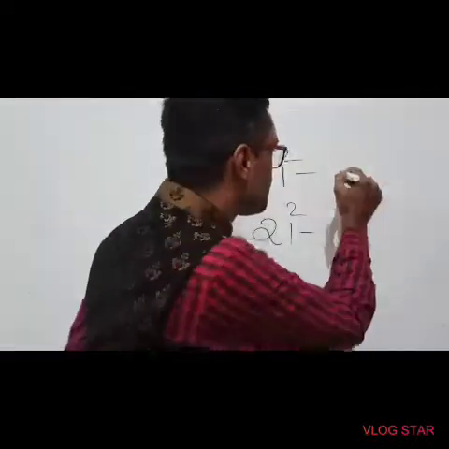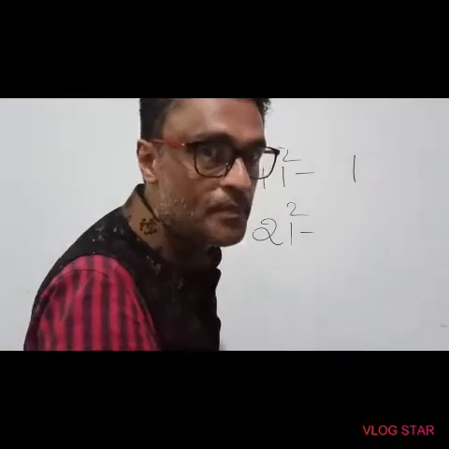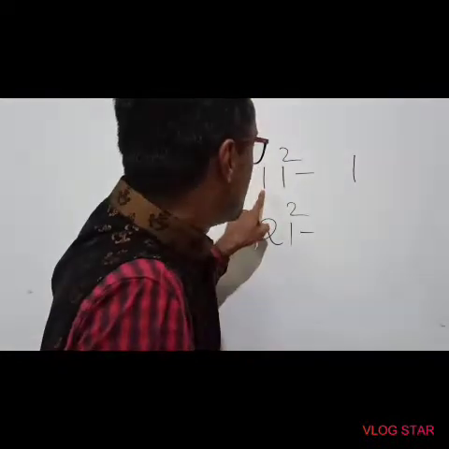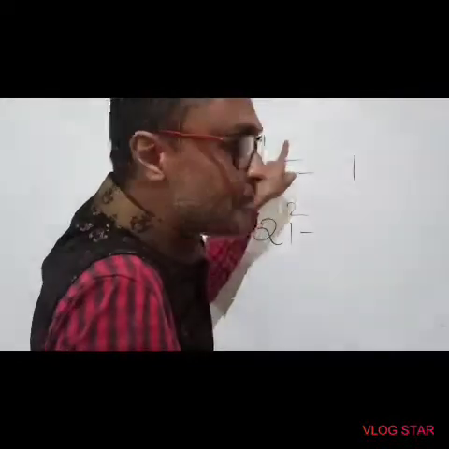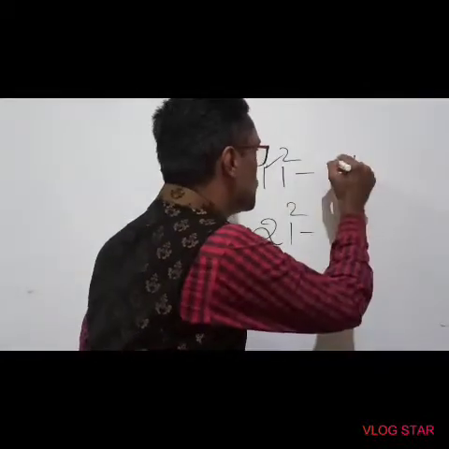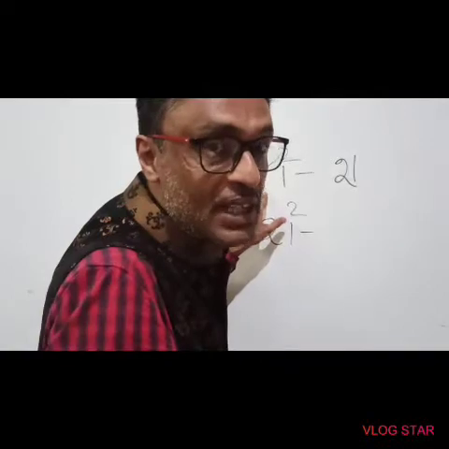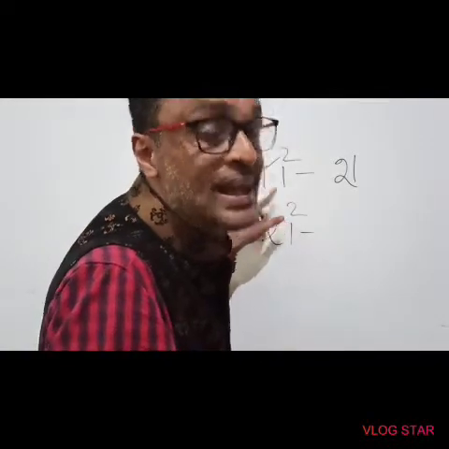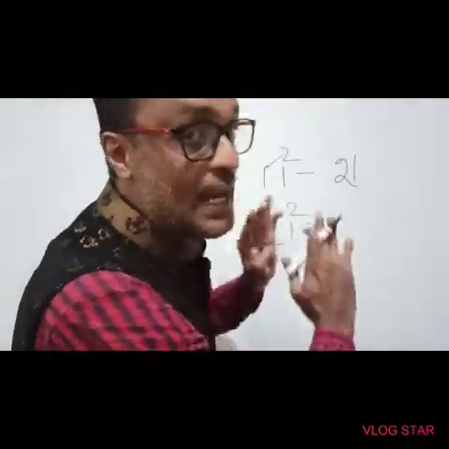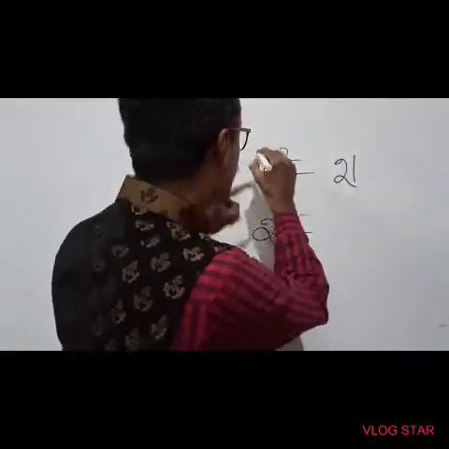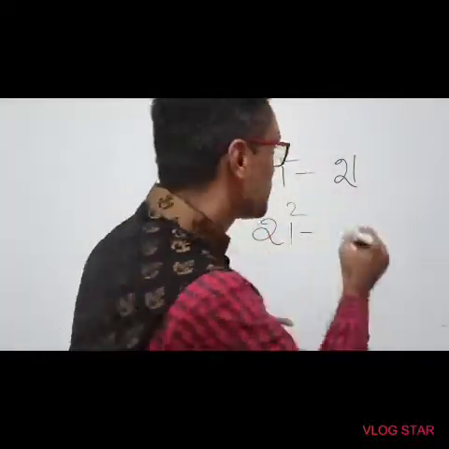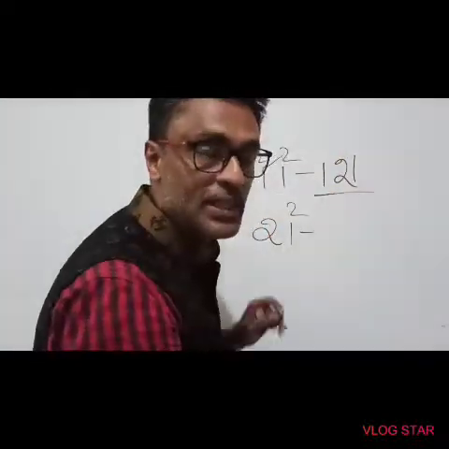Start with the right. What is 1 square? 1 square is 1. So put 1 as it is. Next step, just multiply this 1 with the 1. 1 2s are 2. That's all. Now come to the left side number. What's the left side number? Left side number is 1. And square that number, 1 square. Don't add the number, square. 1 square is 1. The answer is 121. That's all.